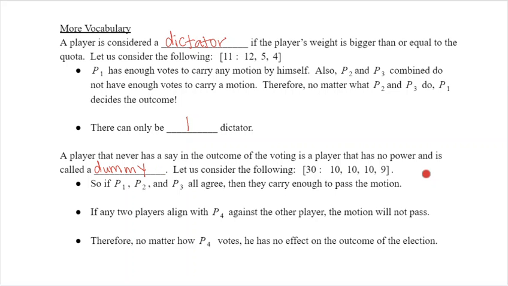If 2 players align with player 4, they can't carry a motion because you'd have 10, 10, 9, which is 29. Here you had 10, 10, and 10, which is 30. So it doesn't matter how player 4 votes, they will never have an effect on the outcome of the election. So they have no power, so we call them a dummy.